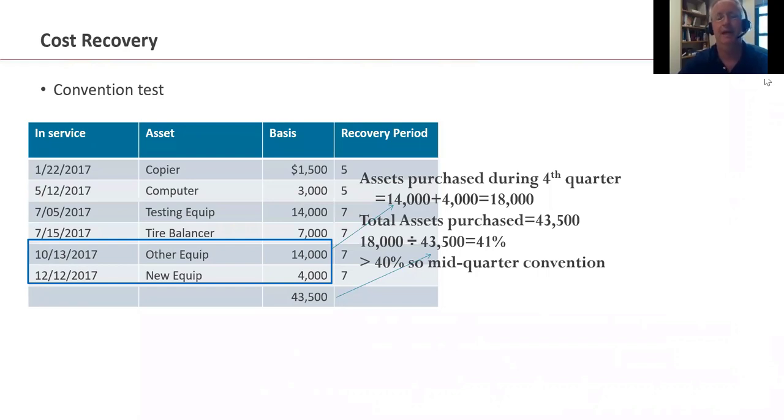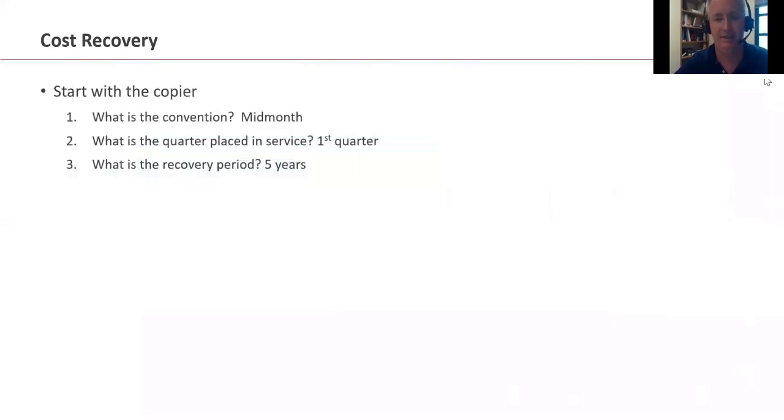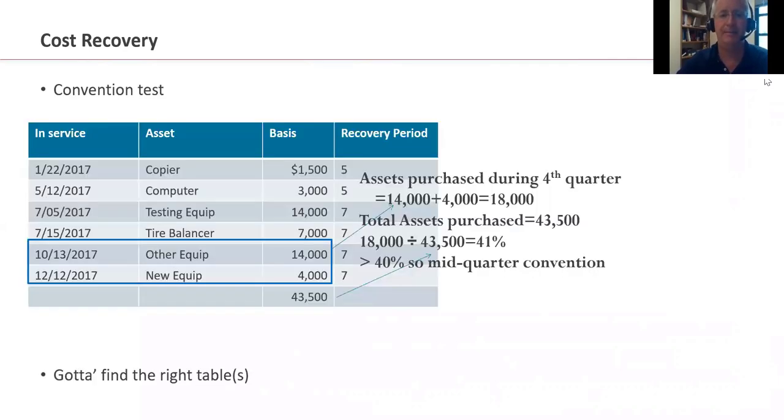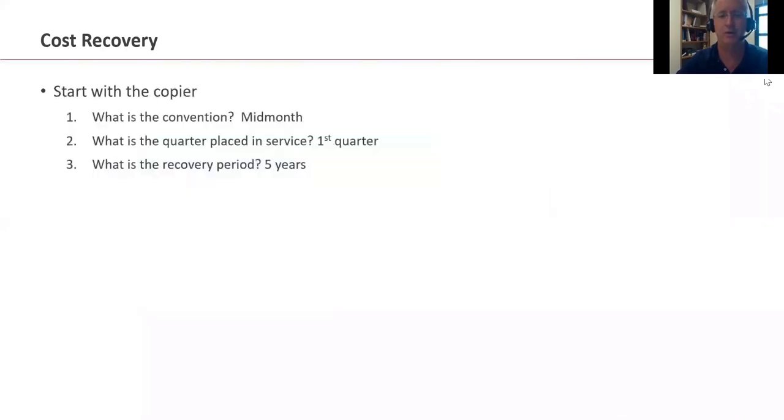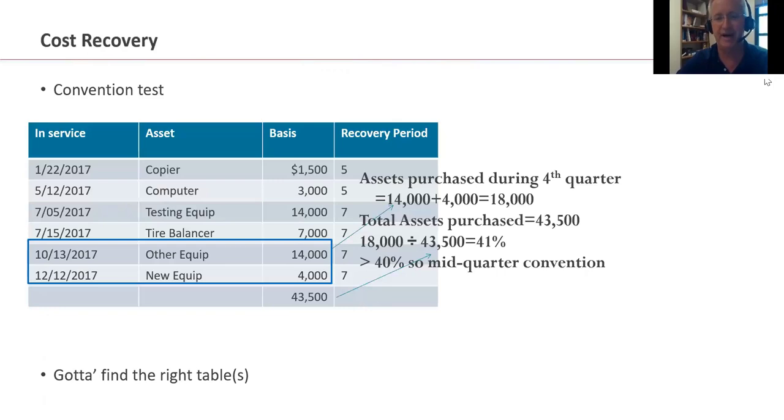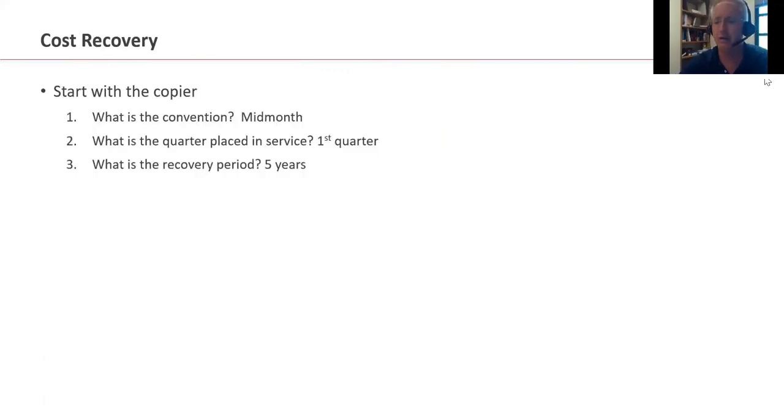Okay, got it. Now I understand what table I need to use, I think, except it's mid-quarter convention. So we've got to go find those tables. Let's start with the copier. Okay, so what is the convention? Mid-quarter. We just proved that out. What quarter was the copier placed in service? Well, it was placed in service in January. That's the first quarter. What is the recovery period? Well, I'm telling you, it's 5 years. Okay, so I need to go find the right table in my table pack.